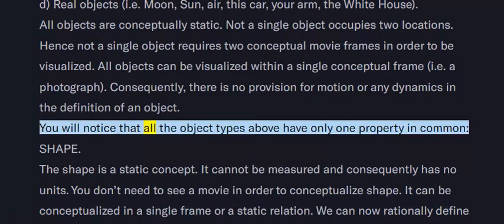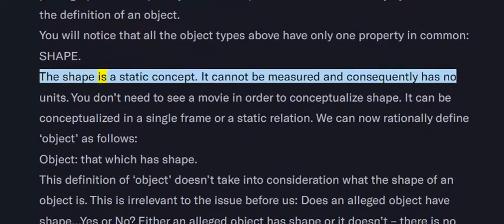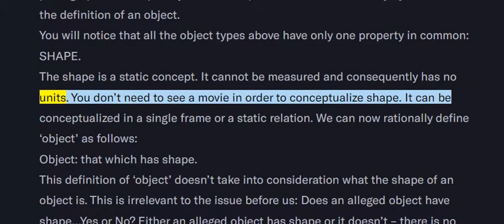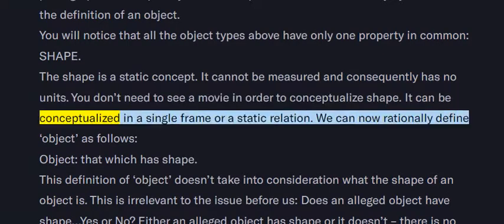You will notice that all the object types above have only one property in common, shape. The shape is a static concept. It cannot be measured and consequently has no units. You don't need to see a movie in order to conceptualize shape. It can be conceptualized in a single frame or a static relation. We can now rationally define object as follows.